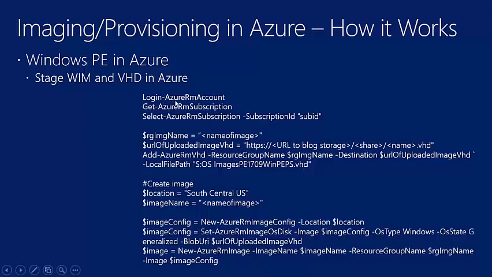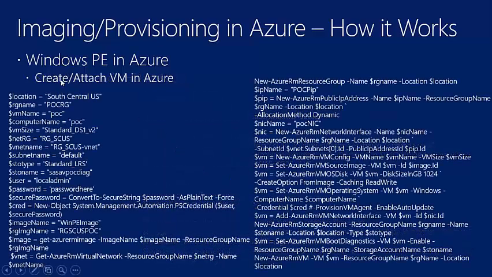Well, first, we're going to log in to the Azure environment, find our subscription, then basically load up the VHD into our environment. So that's going to copy it up. Then we're going to create an image out of that VHD, right? Then the next part of it, we'll need to go and create and attach a VM in Azure.